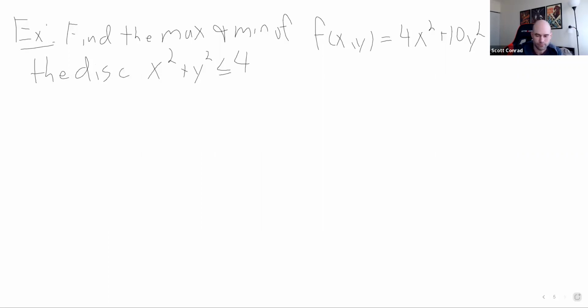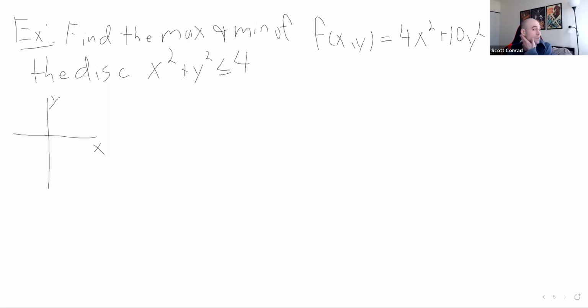Okay, so let's draw a picture real quick, and let's explain what's going on here. It turns out we're going to use Lagrange in this problem, but using Lagrange is not enough to solve the entire problem. We're going to have to do more than that.